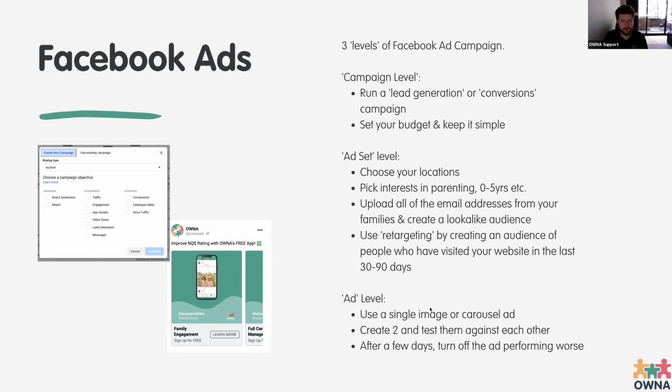And then the last one is just the ad level. So whatever the advert is, you can use a single image, which would just be this, or you can use a carousel. So that's like, I think I've got 4 images there about the different areas of what OWNA's app does, like family engagement, center management, CCS and billing, things like that. So I would say create 2 adverts, test them against each other, and then after a few days, just turn off the ad that's performing worse. So you can get your best return on investment there. And again, you can choose $1 a day, $20 a day, whatever you want. So yeah, that's obviously personalized there for you.